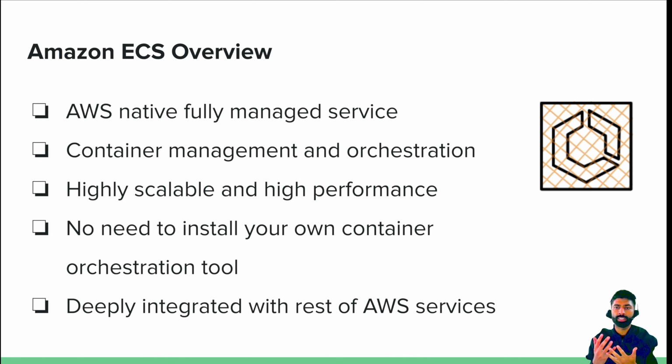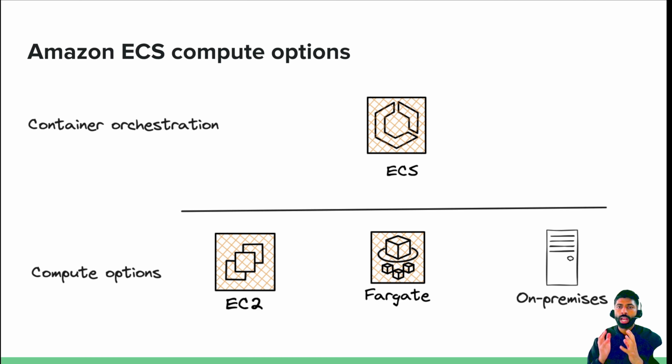Since Amazon ECS is an AWS native, fully managed container orchestration service, you do not need to install your own container orchestration tool on your own infrastructure. Amazon ECS is also deeply integrated with the rest of the AWS services such as CloudWatch, IAM, etc. Amazon ECS does run a container orchestration engine.